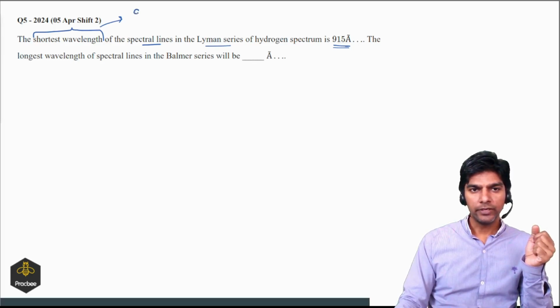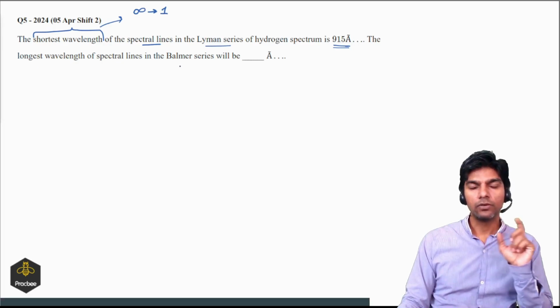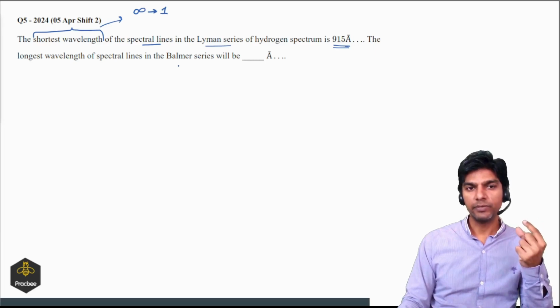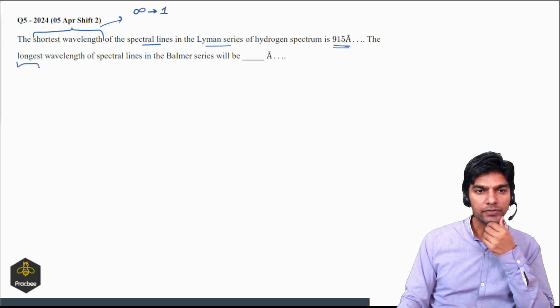from infinity to 1. And we get the longest wavelength when the transition gap is minimum, right? In that case, lambda will be maximum. So the longest wavelength in case of Balmer will be from 3 to 2, right?